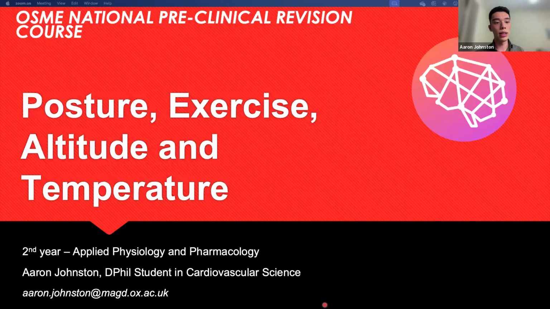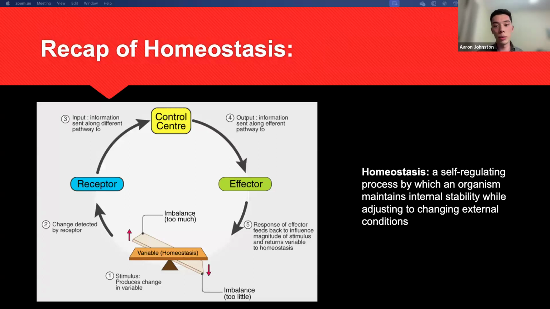So, as I said, today we're going to be thinking about posture, exercise, altitude, and temperature. And what do they all have in common? Well, they all present fundamental threats to homeostasis. This was a concept which emerged in the early 20th century with people like Bernard and Walter Cannon. Essentially, it's this idea that there's a change in the external environment, and this is sensed by receptors. These signals, this error signal, are integrated by some kind of control center, and then an appropriate response is mounted to counteract that change.